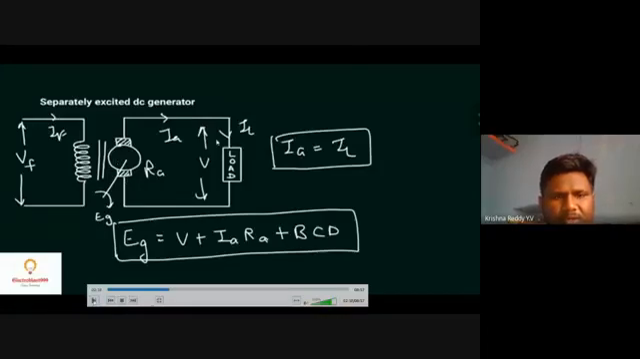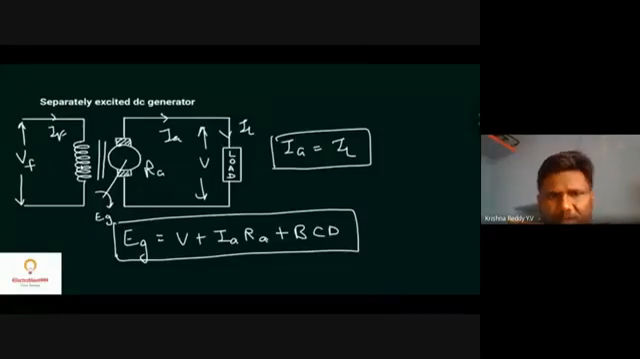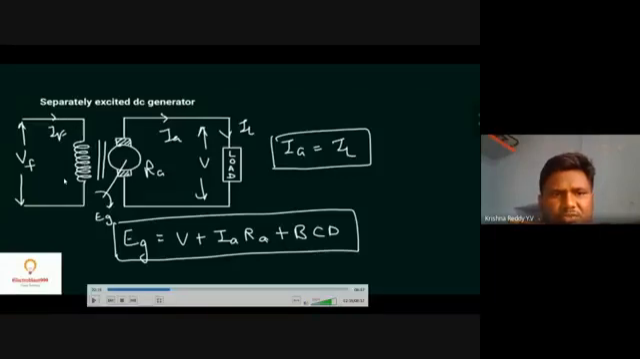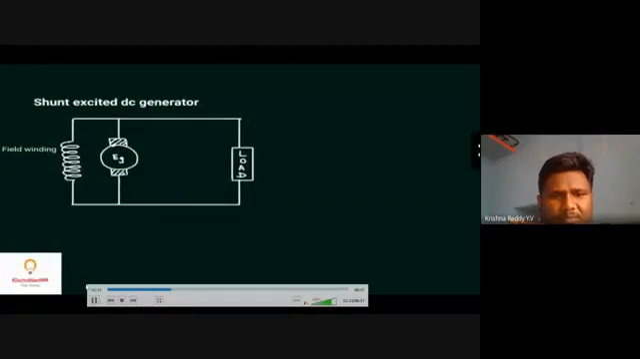Because an external DC source is required to excite the field winding, this type of generator is rarely used. 95% of the time we use self-excited DC generators. If you look at this figure, this is the armature winding and this is the field winding. Both are connected in parallel. That's why it is named a shunt excited DC generator.